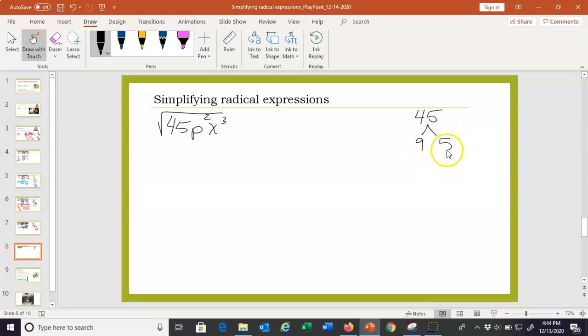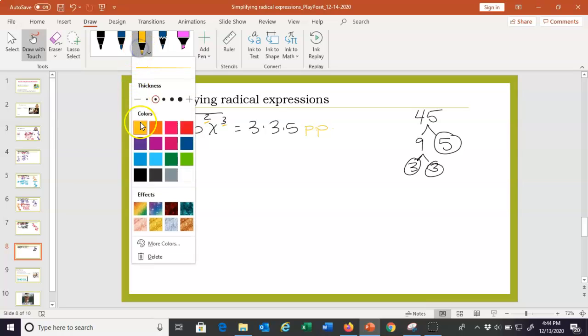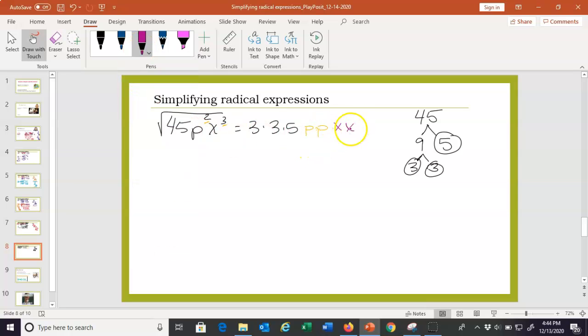That's a 9 times 5. 5 is prime. And 9 is 3 times 3. There we go. So we have 3 times 3 times 5. And then we're going to pull out these variables. There's 2 p's, so I'm going to write 2 p's. That's the squared there. And 3 x's. 1, 2, 3.